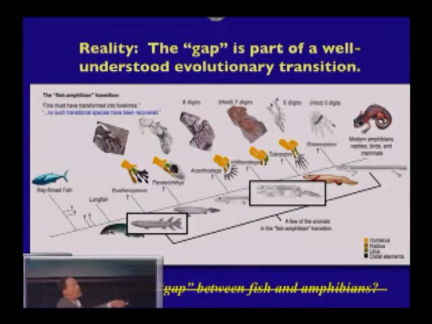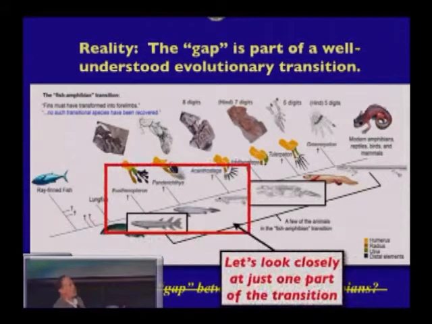The reality is this so-called gap is actually part of a very well understood evolutionary transition in which we can actually trace the development of the tetrapod limb all the way through. But it gets better than that. Let's look very closely at just one part of this transition. The part that starts out with Eusthenopteron, then goes to Panderichthys and Acanthostega.